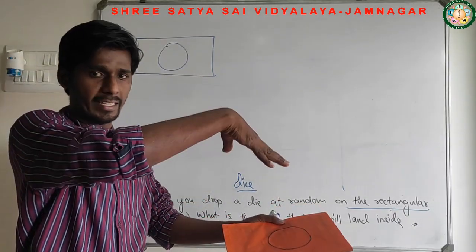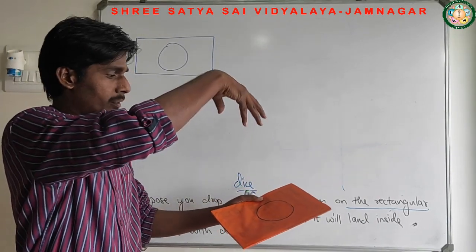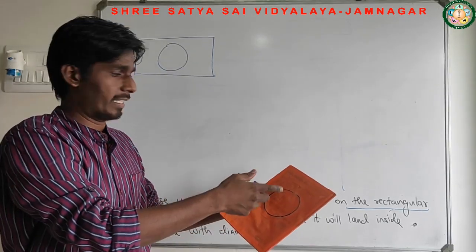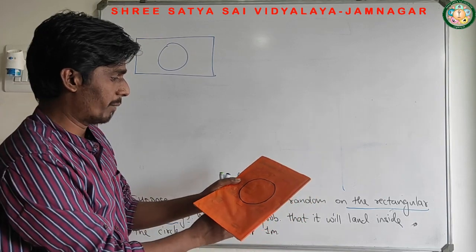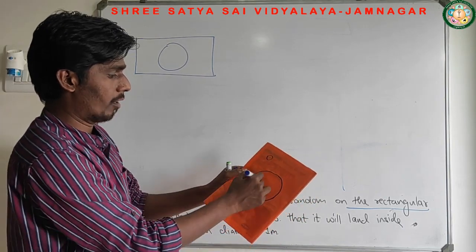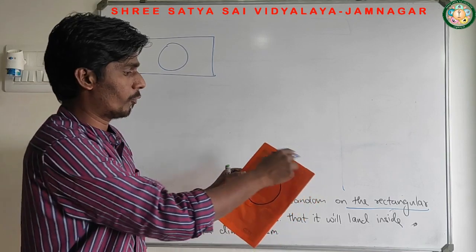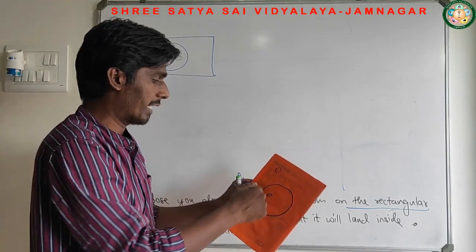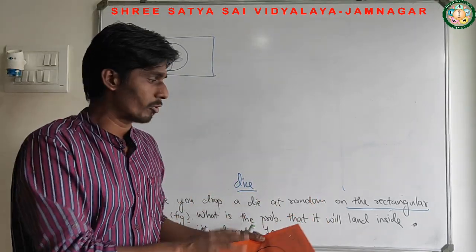If I am going to drop a dice on this rectangle, where it is going to fall, that we don't know. We can't predict whether it will fall inside the circle or outside the circle. So it might fall here, here or inside also. So for this, to find its total outcome, we have to find out the area of this rectangle and also the area of this circle. So this is what is new in this question.